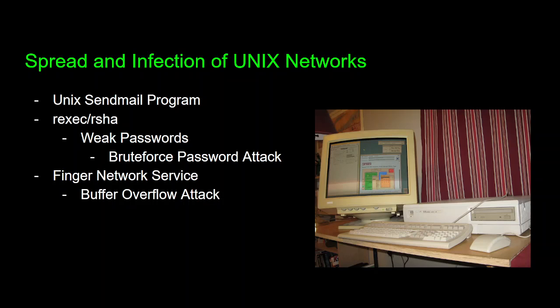And lastly, the Morris worm took advantage of a network protocol known as the Finger Network Service, which was commonly used at the time. And this network service had a vulnerability which allowed for buffer overflow attacks, which basically is just when a piece of unauthorized code is able to execute in a section of memory on the program, which otherwise would be inaccessible to the program.